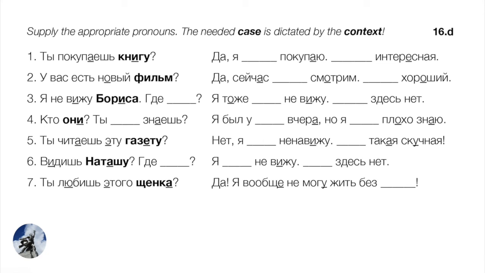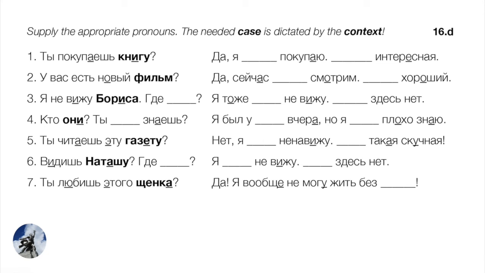Okay, so we need a direct object. That would be его, right? Accusative. Да, сейчас его смотрим. We're watching it now. Blank is good. Okay, now we're back to needing a subject. Он хороший. The film is good.